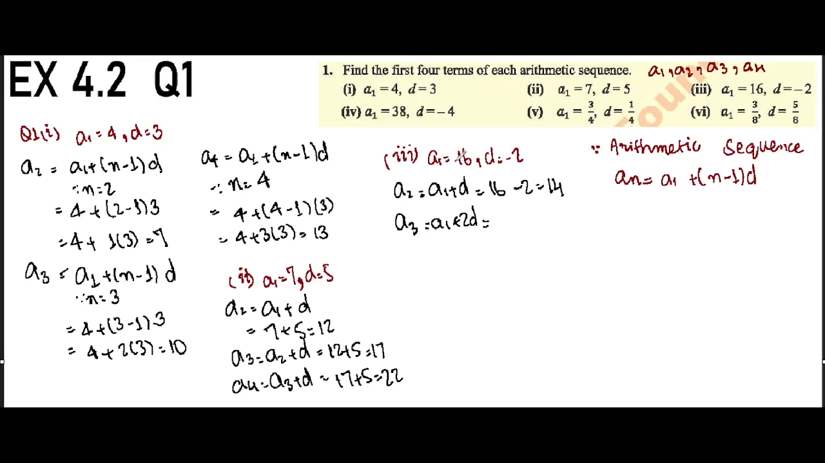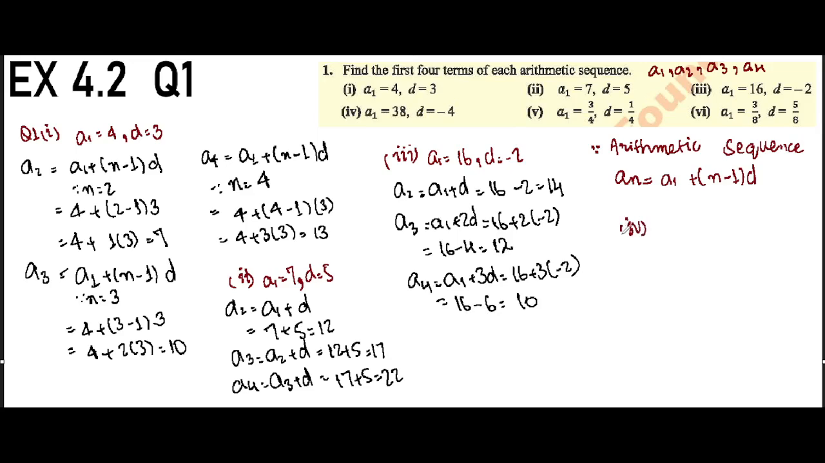So A1 plus 2D, A1 is 16 plus 2 into D is minus 2. So it becomes A3 equals 16 minus 4, which is equal to 12. Then we have A4 equals A1 plus 3D, which is equal to A1 is 16 plus 3 into D is minus 2. Now it is equal to 16 minus 6, which is equal to 10. So it's done.